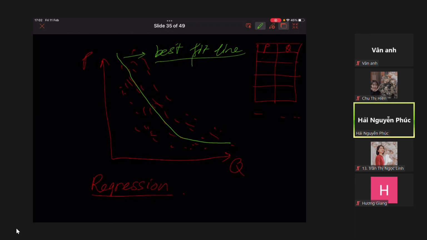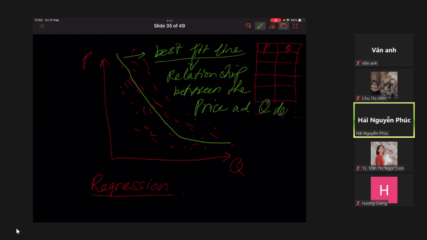And this best fit line gives you a hint about the relationship between the price and the quantity demanded. If you look at this line, you can see that it is downward sloping, and it gives you a hint about a negative relationship between the price of your good and the quantity demanded. And of course, it tells us that according to the data, it follows the law of demand.